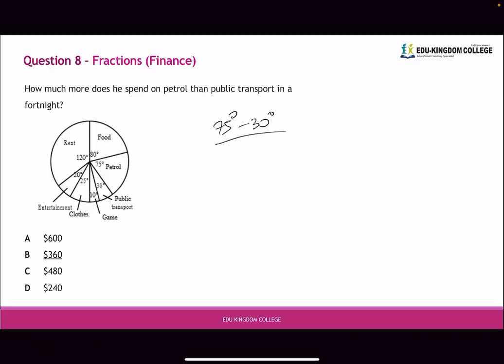So 75 minus 30 is 45, so 45 over 360. If you divide top and bottom by 45, you get 1 on 8. So let's calculate what 1/8 is of 2,880. So 8 goes into 28, 3 times, then 4, 6, 0. So 360.